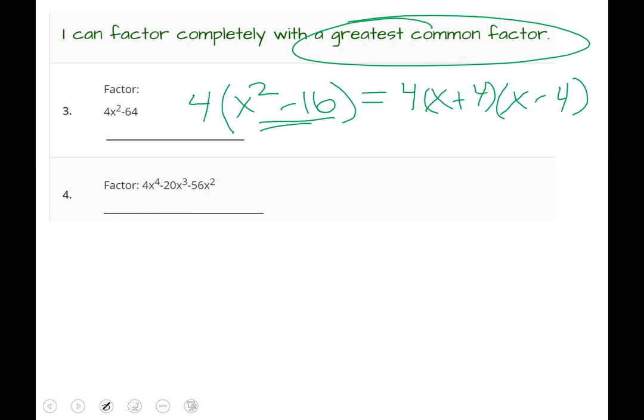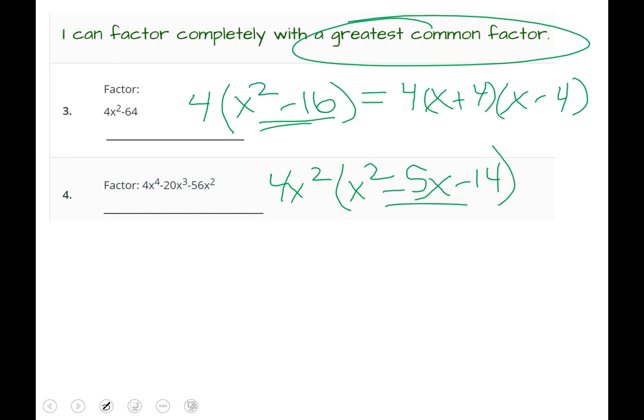Again, I'm looking for the greatest common factor. It looks like 4 divides everything, and I've got an x squared in everything, so I'm going to pull that out. When I divide 4x to the 4th by 4x squared, I get x squared. When I divide it into 20x cubed, I get negative 5x. And 56 divided by 4 is negative 14, and the x squared got pulled out.